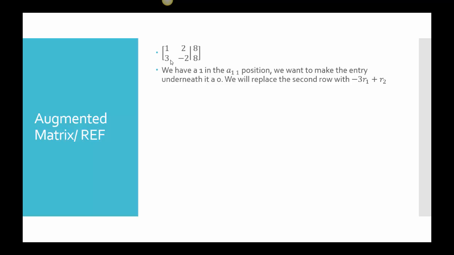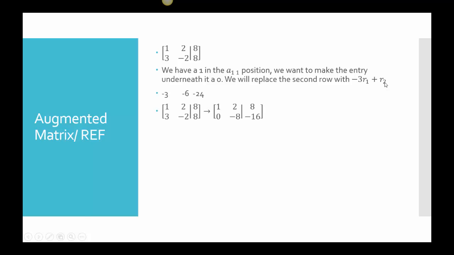The things I'm allowed to do, I can switch rows, I can multiply a row by any non-zero number, and I can replace a row with a multiple of the row plus another number, right? I get to do a little bit of fancy stuff. So here I think, well, if I multiply this 1 by negative 3, it would become negative 3, and then negative 3 and 3 would be 0. So that's my plan. I'm going to replace the second row with negative 3 times row 1 plus row 2.